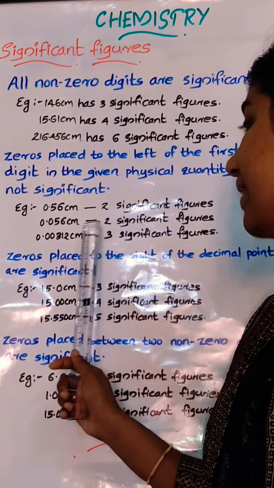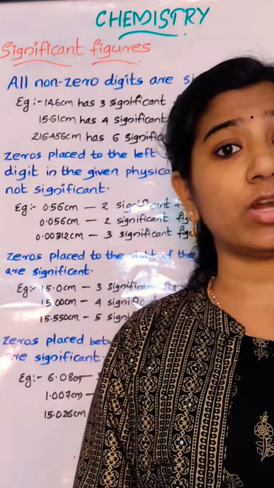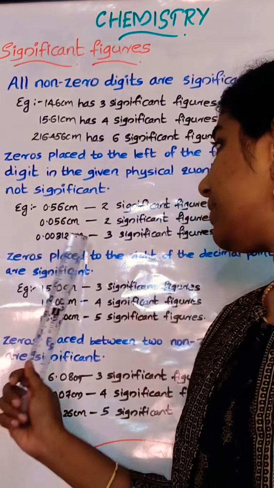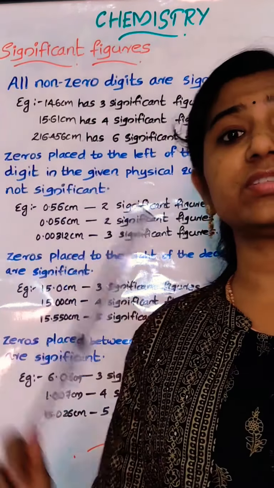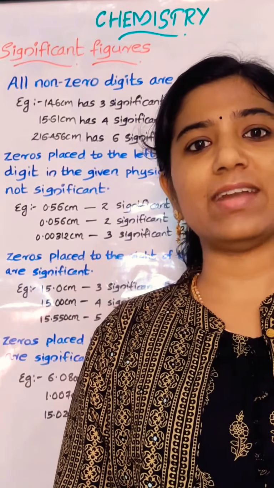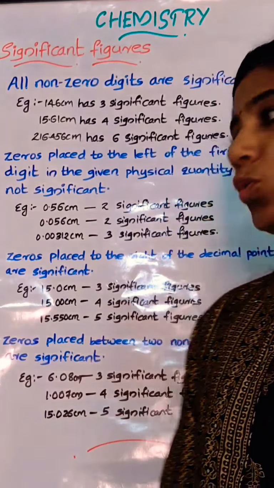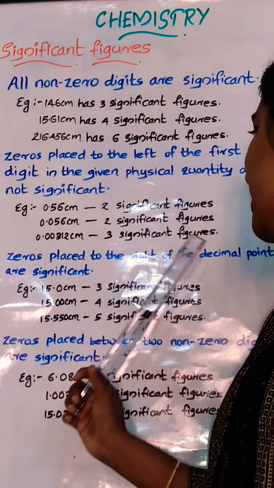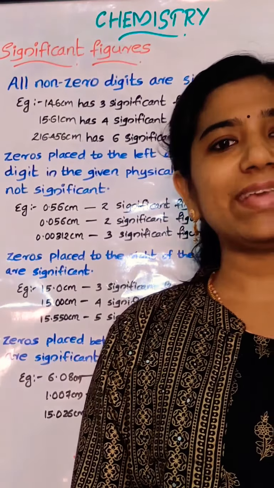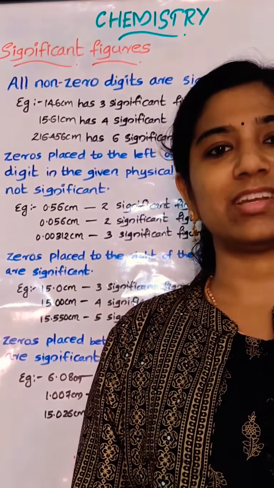Then consider another example, 0.00312. 0.00312 will have 3 significant figures, because the zeros placed to the left of the first non-zero digit are not at all considered as significant. Then we can move to the next rule, the third rule. What is the third rule? Zeros placed to the right of the decimal point are significant.